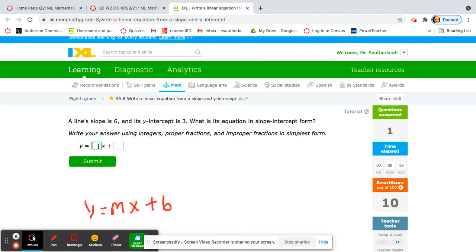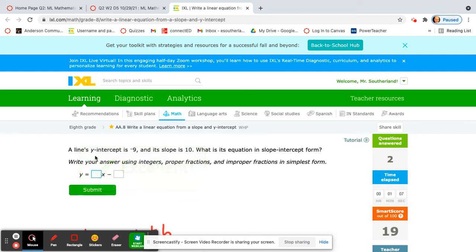Again, slope here is 6, so slope 6 goes right in front. It says the y-intercept is 3, so we got a plus sign, and we put plus 3. The slope is -9, so you're going to put -9 in front of the x, and then the slope is 10. Don't get tricked up like I almost did there. You're going to put 10 in front of x, and then the y-intercept is -9. They've already given you the minus sign, so all you got to do is type in 9.